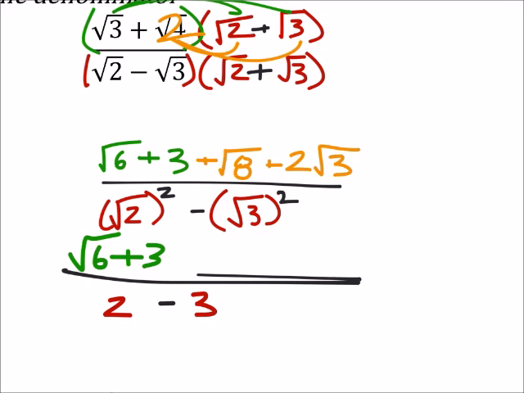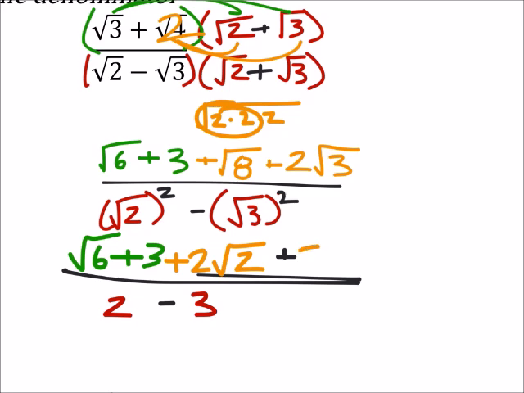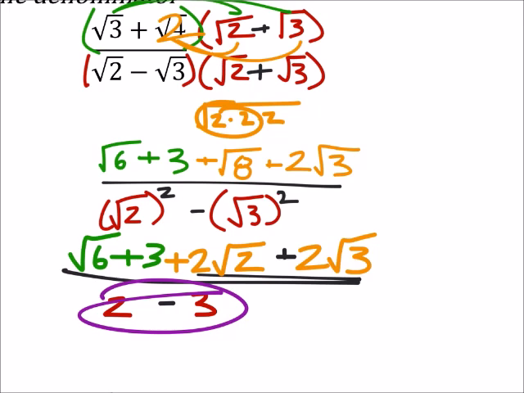The square root of 8 I can simplify, though. 8 is 2 times 2 times 2, so I got the square root of that. Here's a pair of 2s, so I'm going to add 2 times the square root of 2. That came from the square root of 8. And then I will add this other 2 times the square root of 3. Keep in mind, again, that these two, square root of 2 and the square root of 3 here, are not like terms. Neither is this square root of 6, because it's the square root of different values. Well, now we got this 2 minus 3, which is negative 1.